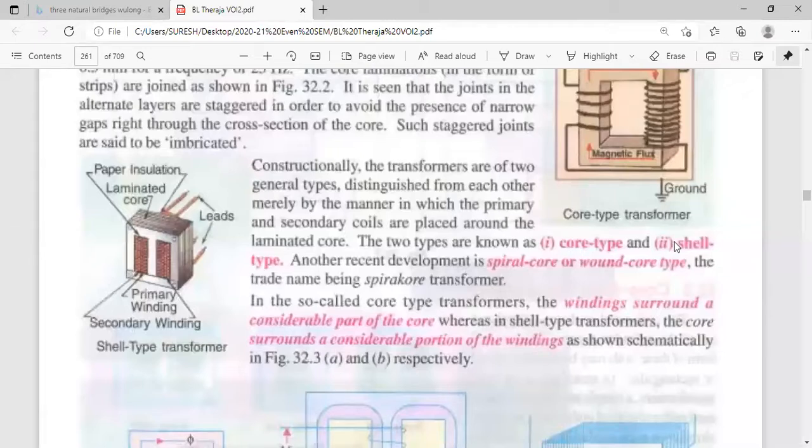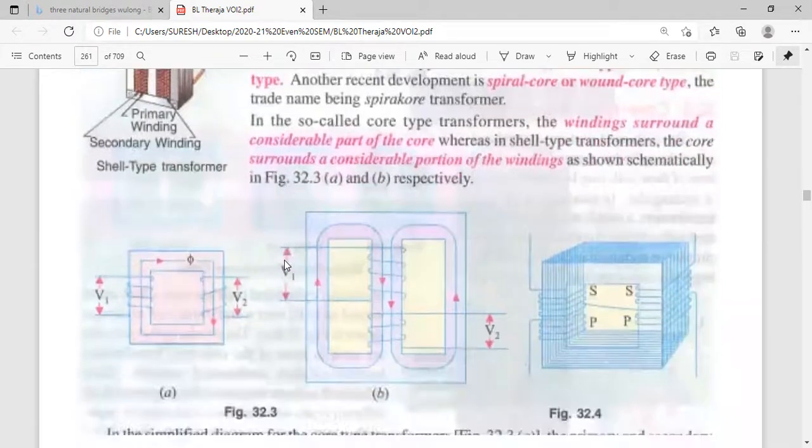Our first one is core type. Second one is shell type. There are two types of transformers according to construction. One is core type. Another one is shell type. So in the exam, if asked what the types of transformer are, don't write step up and step down. You have to write core type and shell type. That is the appropriate answer. I will explain what core type and shell type mean. First, we'll see core type.